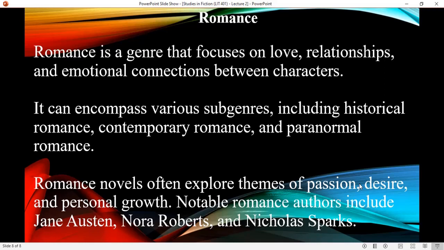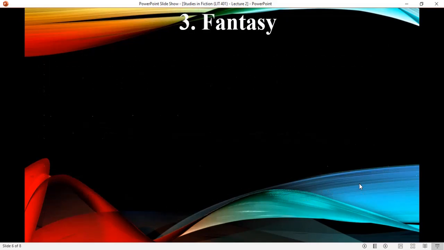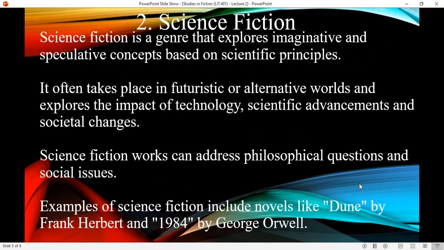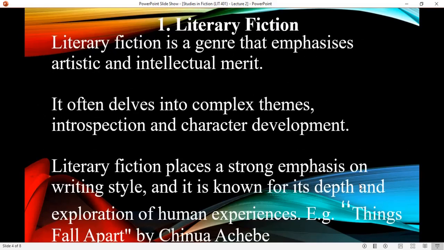So as far as genres of fiction are concerned, in this lecture, we have identified them one after the other. We have talked about romance, we have talked about fantasy, we have talked about mystery and detective fiction. We have also talked about science fiction, and we've talked about literary fiction. All these form genres of fiction.